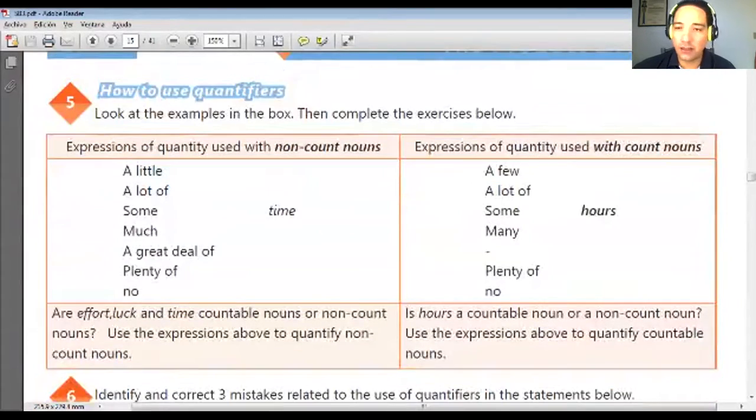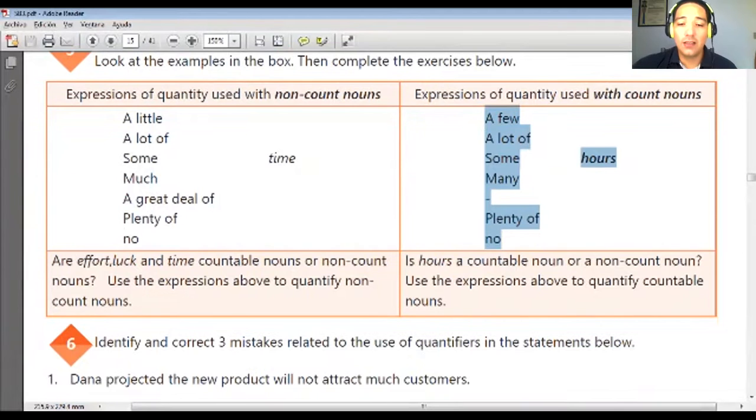Okay, so yesterday we talked about quantifiers. A little, a lot of, some, much, a great deal of, plenty of, and no. All of those are used with non-count nouns. Things that you cannot count, like time. Okay, all of those. A few, a lot of, some, many, plenty of, and no. So the same ones except a great deal of. You can use them with hours, with plural nouns, with countables. You can count these nouns and use all of these quantifiers. Okay? Do you have any questions about that?